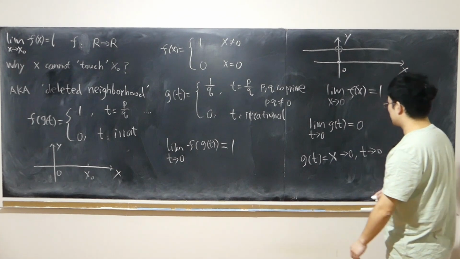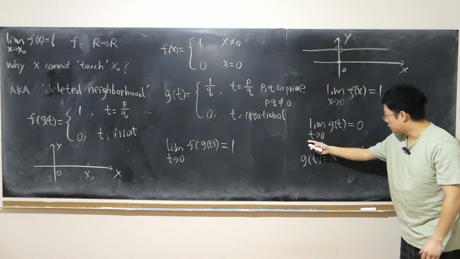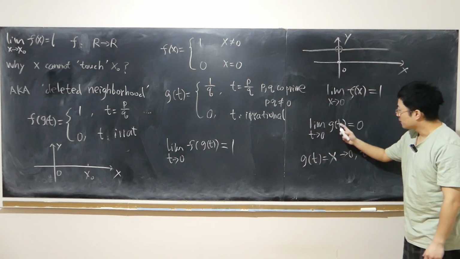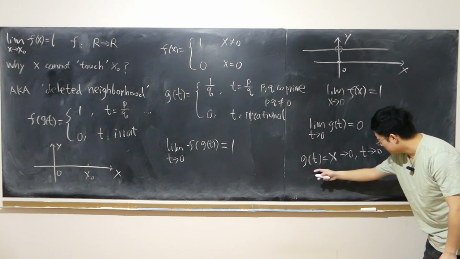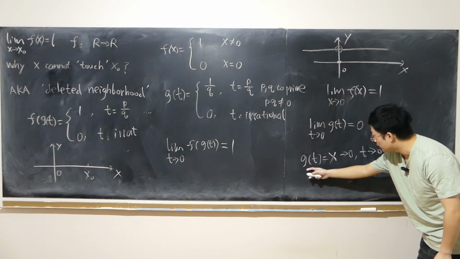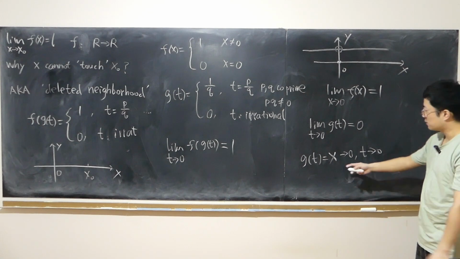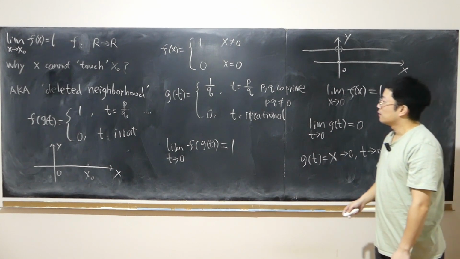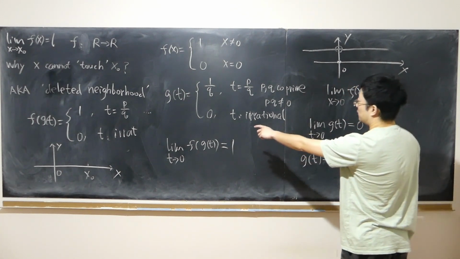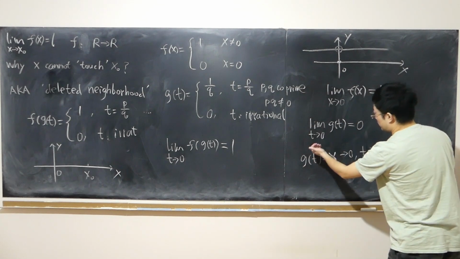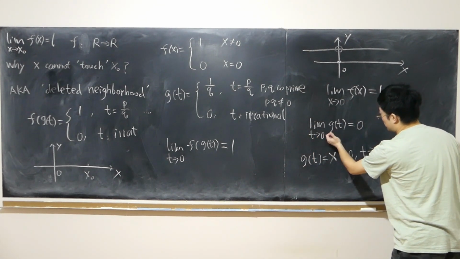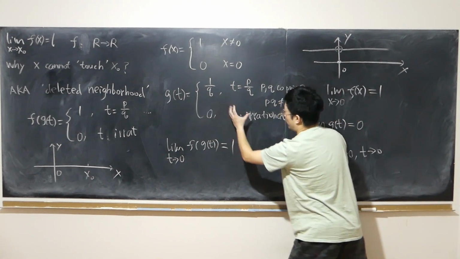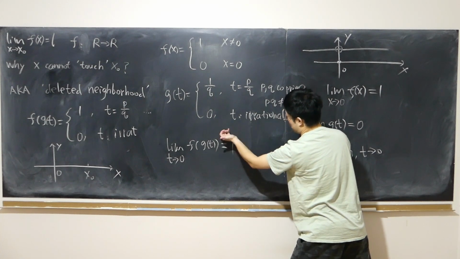Why? Even though when we let t approach zero, t does not touch zero, that's fine. But guess what? G as x is actually touching zero. In other words, x is actually touching zero. Why? Because as t is approaching zero, like I said, g is also approaching zero. But remember, g is defined in this way. As g is approaching zero, guess what?